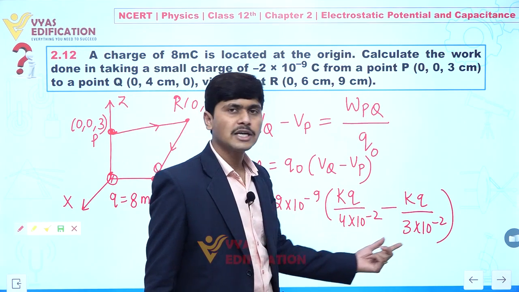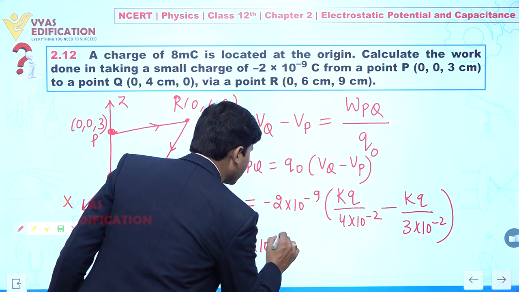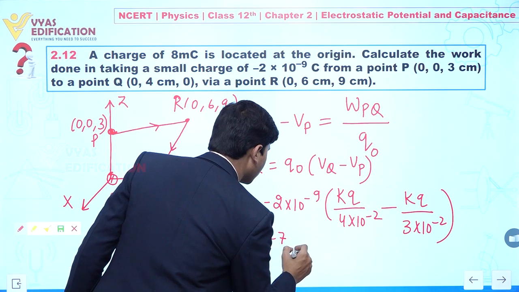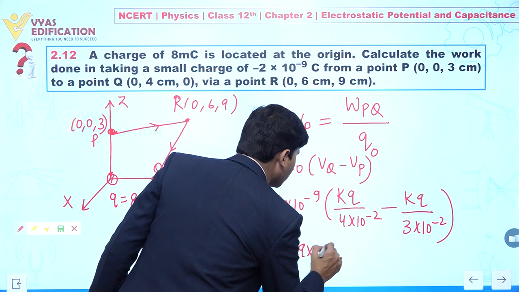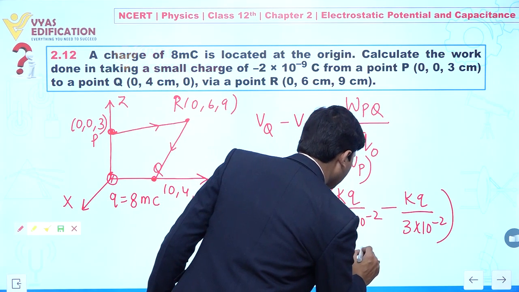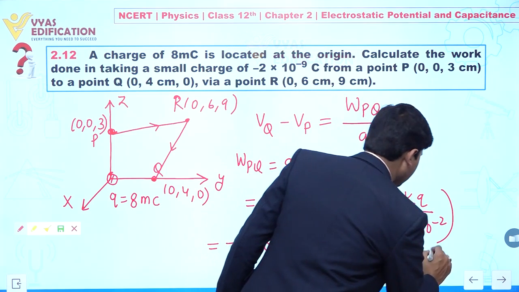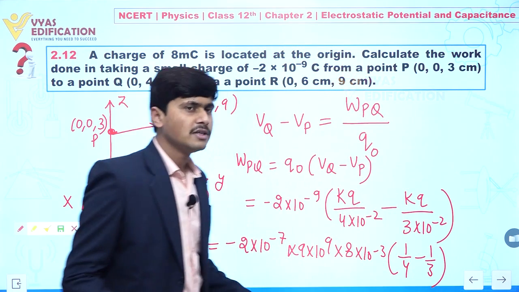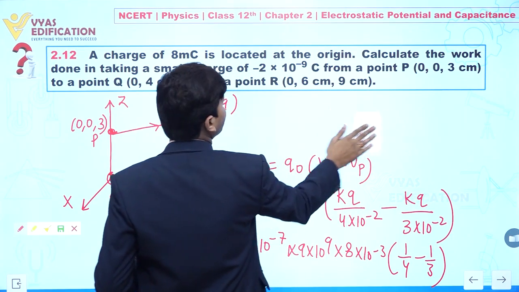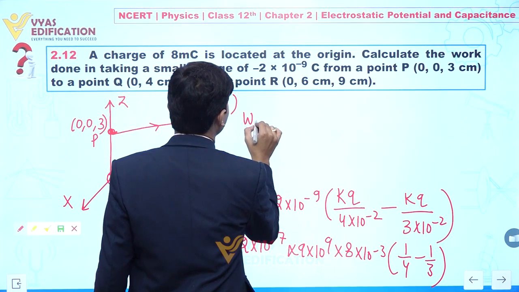If we take 10 to the power minus 2 common, it will cancel out here. So we get 2 into 10 to the power minus 7, and we can take K and Q also common. So 9 into 10 to the power 9, and the value of Q, 8 millicoulomb, is 8 into 10 to the power minus 3. Now here we are left with 1 by 4 minus 1 by 3. Now we just have to do some calculation and we will get the total work done. Yes or no? Yes. So we can write the work done from P to Q.